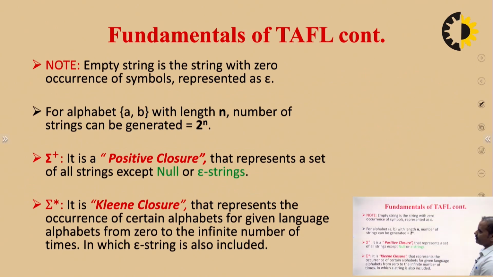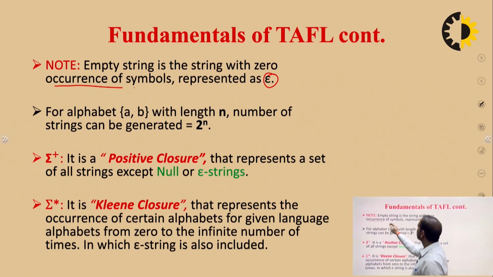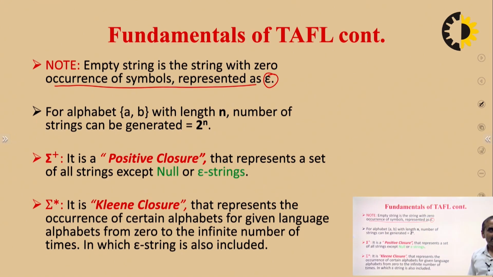Next is a note on the basis of a string. An empty string is a string with zero occurrences of symbols, represented as null. This symbol is called null, and this is the most important symbol which is used in the NDFA.